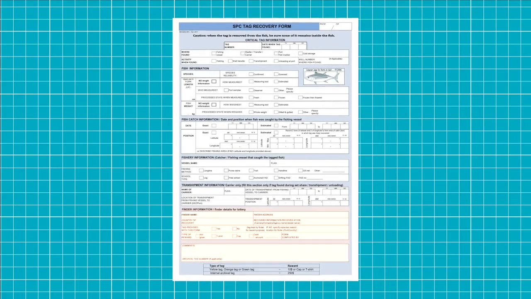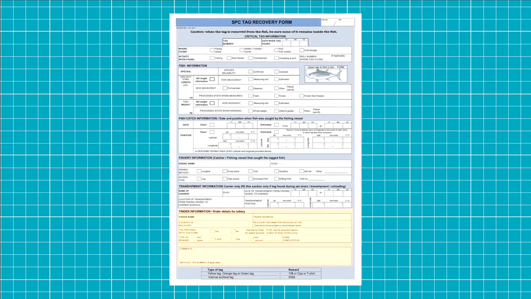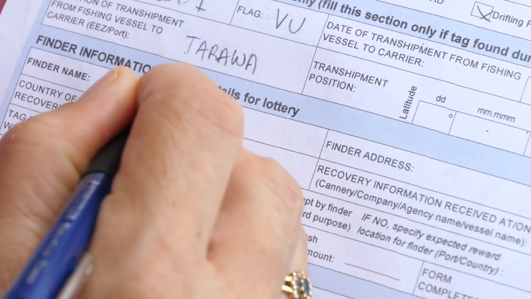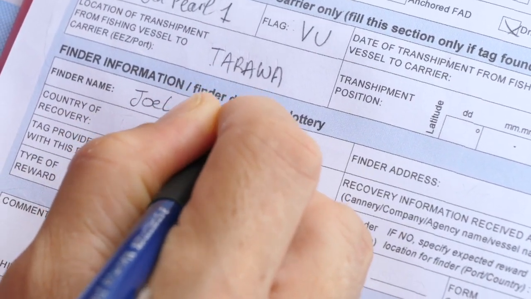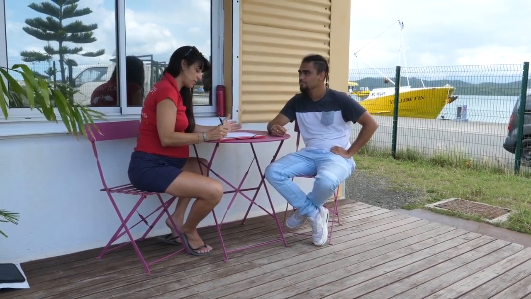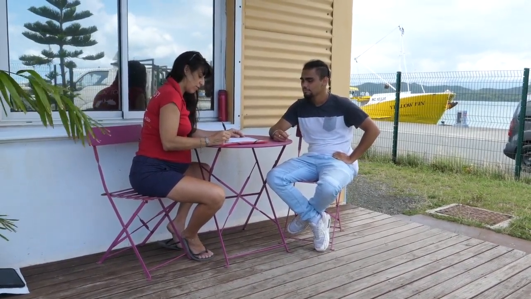Section 6 and 7. The finder information and comments. The field finder name. Record the surname and the family name of the finder. It is important for us to know who to send tag return rewards to. Also, tag lotteries or raffle are conducted regularly, and only tags with names of finders enter this lottery.